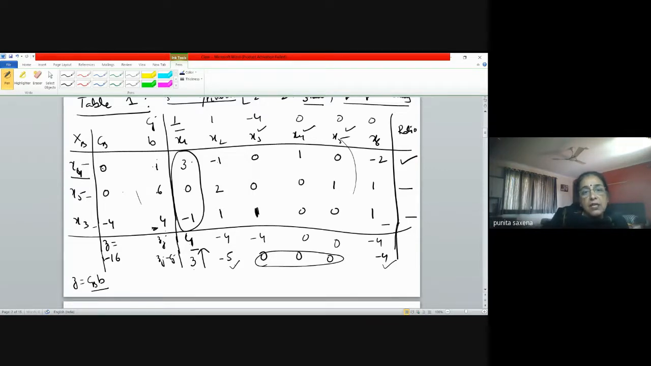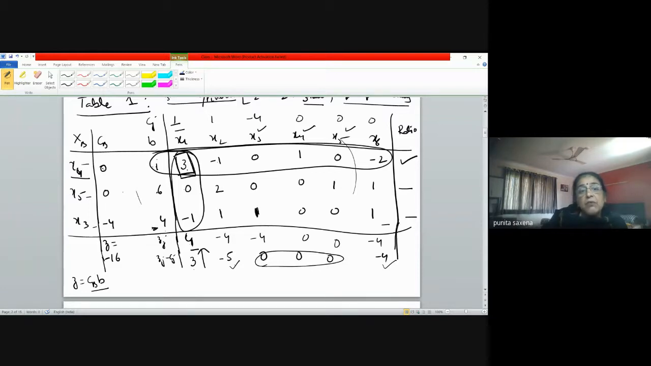Which one enters? X1 enters. So that means this row is the row for the leaving variable, and this column is the column for the entering variable. You don't have to draw it like this in your notebooks. It's only for your understanding that I'm explaining. So what is your key element? You can just mark the key element in your table with a square, so that you don't make a mistake. What is that? 3.